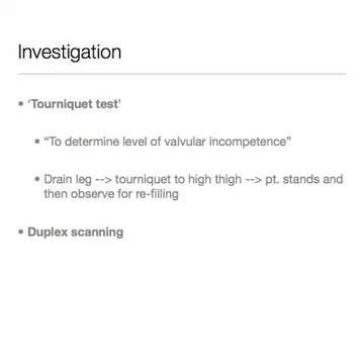Further investigation may include duplex scanning, which may be used to assess the level of valvular incompetence within the venous system and to look for reflux at the saphenofemoral and saphenopopliteal junctions, as well as at the junctions of the perforating veins between the deep venous system and the superficial venous system.